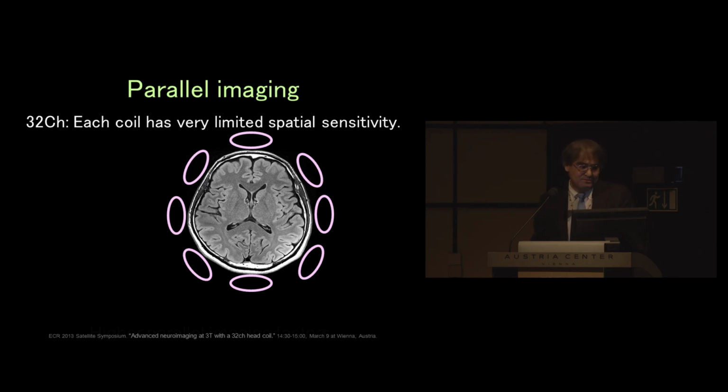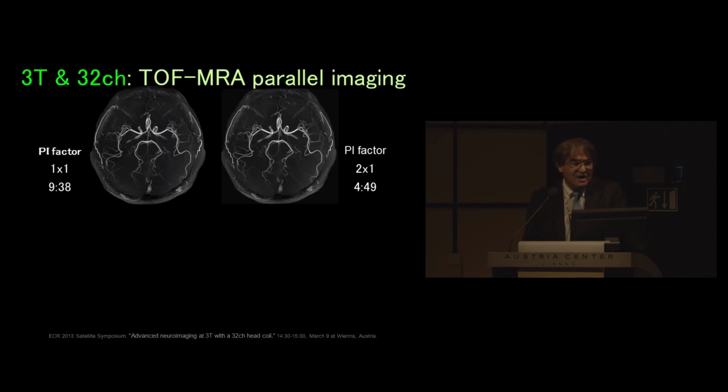In order to do that, we have the parallel imaging method. So long as there's a 32-channel head coil, the coil elements are very small and have a very limited sensitivity range. So those characteristics can be used for higher parallel imaging factors. 3T and 32-channel coil for parallel imaging.